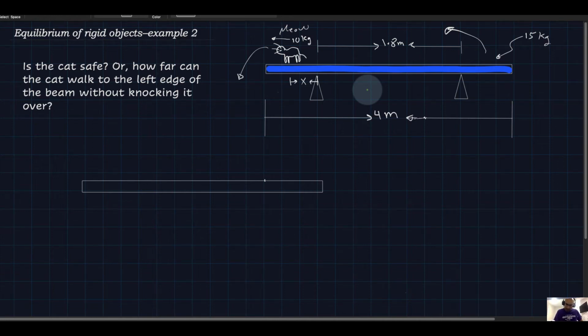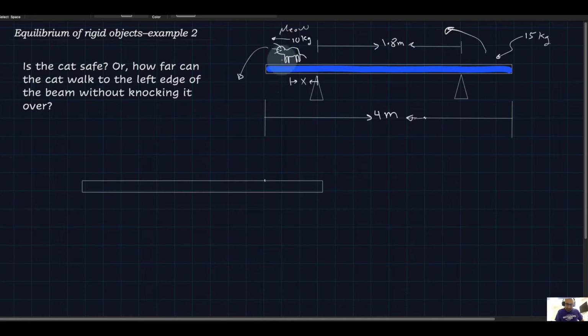This is a nice problem. A beam, 4 meters long, is sitting on two fulcra, and these two fulcra are 1.8 meters apart. The beam is 15 kilograms, and there is a cat that happened to walk from the right side all the way to the left side and passes over the left fulcrum, and it seems that the cat is going to keep going. Now we don't know what's going to happen.